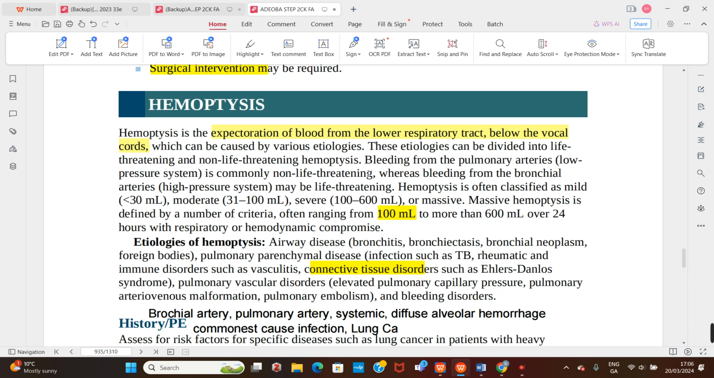So what are the major sources of the bleeding? From the pulmonary arteries as well as the bronchial arteries. The pulmonary arteries are low pressure systems, so the bleeding from these vessels is not life-threatening. But the bleeding from the bronchial arteries is very life-threatening because they are high pressure systems. Don't forget the lungs are supplied by 2 arteries, pulmonary arteries and bronchial arteries.